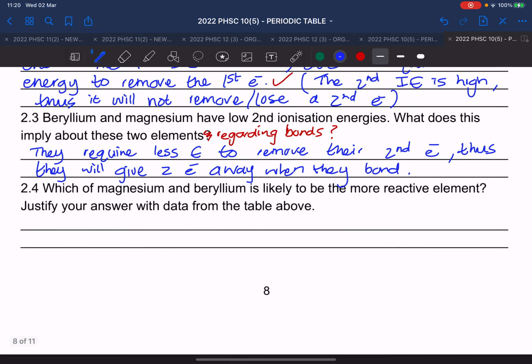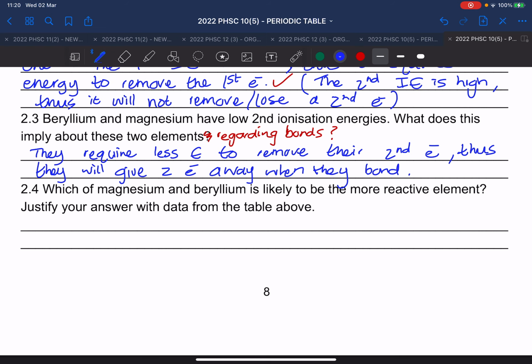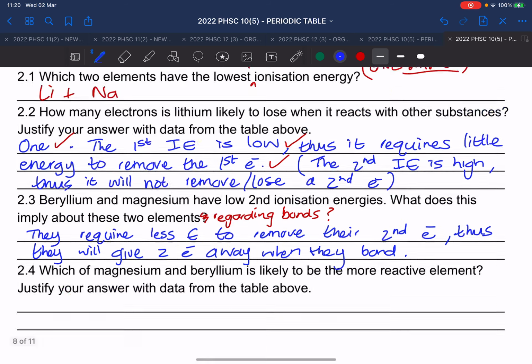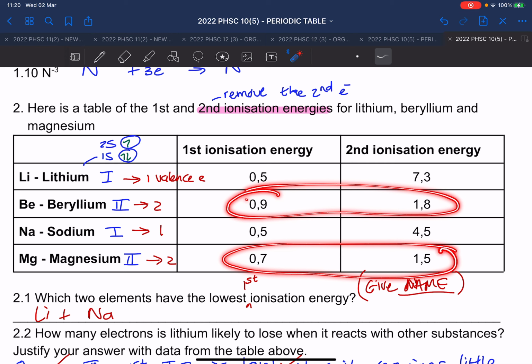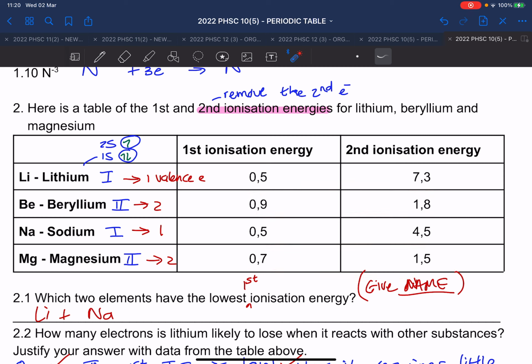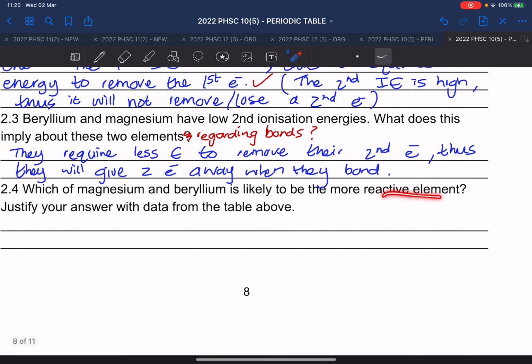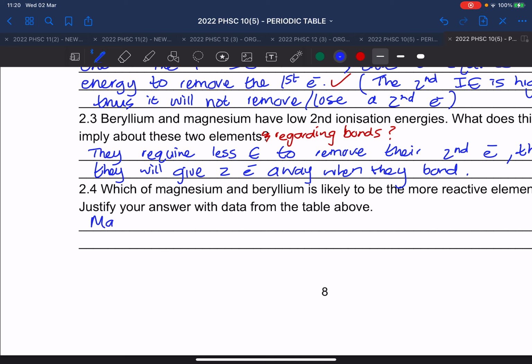Then they ask, which of magnesium and beryllium is likely to be the more reactive element? Justify your answer from the data in the table. If we compare beryllium with magnesium, we see in both instances, magnesium has a lower ionization energy. Lower ionization energy means it needs less energy to react. It needs less energy to give away an electron, so it's easier. So which one is more reactive? It will be magnesium.